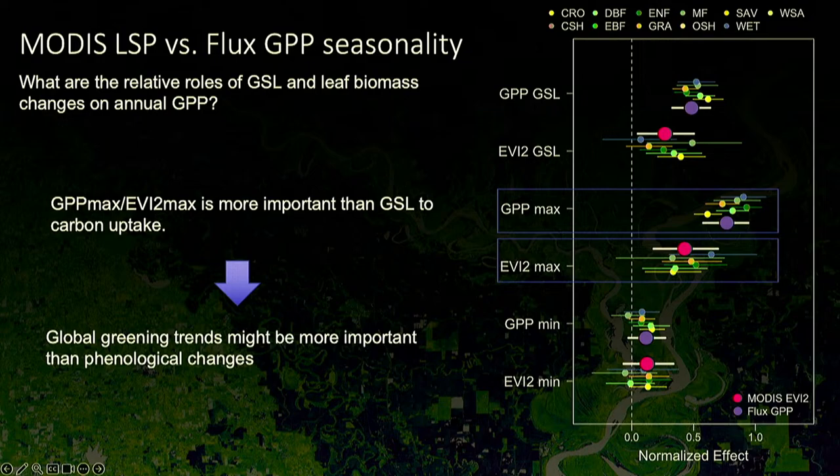So based on this, we concluded that maximum is more important than growing season length to carbon uptake. So currently, global greening trends might be more important than phenological changes in terms of carbon sequestration.